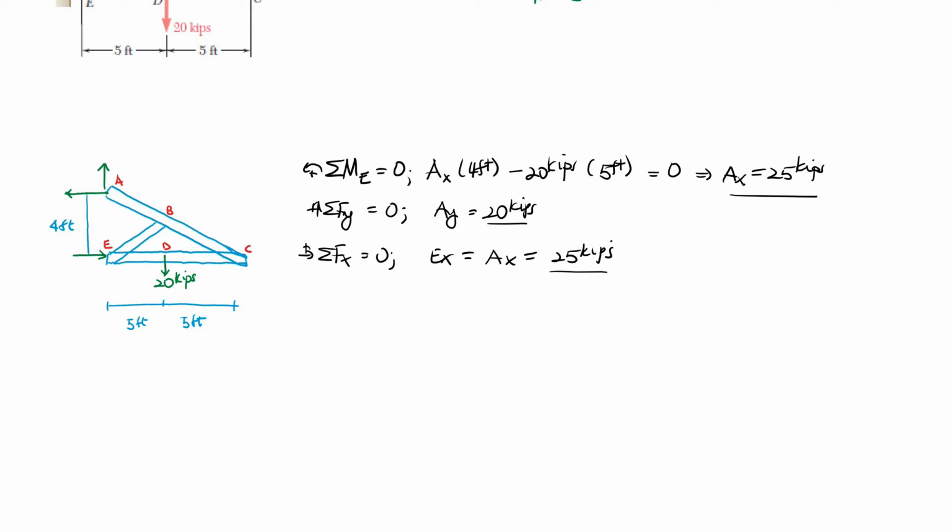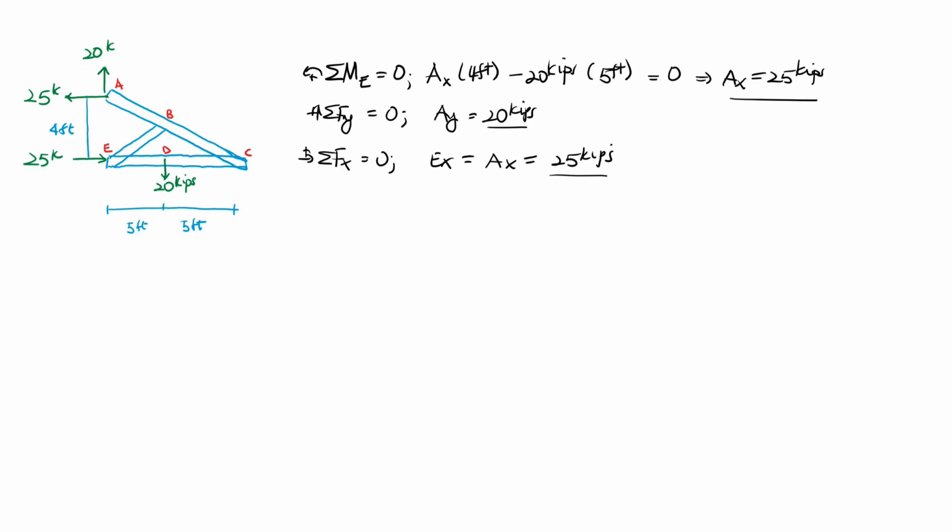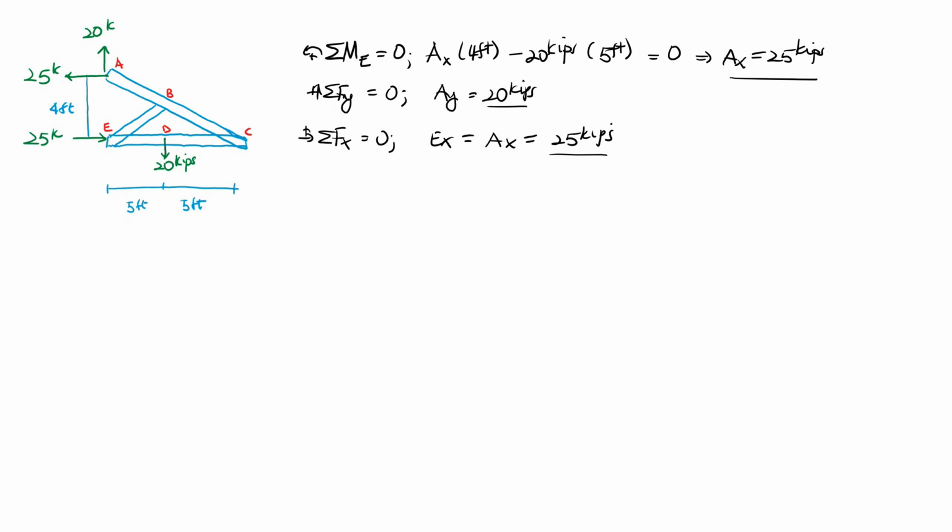So we know that AY is 20, EX is 25, and then AX is 25 kips. All right, so now the best thing to do, just like what we did for trusses, is we're going to break it down into members, okay? So we have member A, B, C. So we'll start with member ABC, which I'm going to go ahead and highlight in red right here.